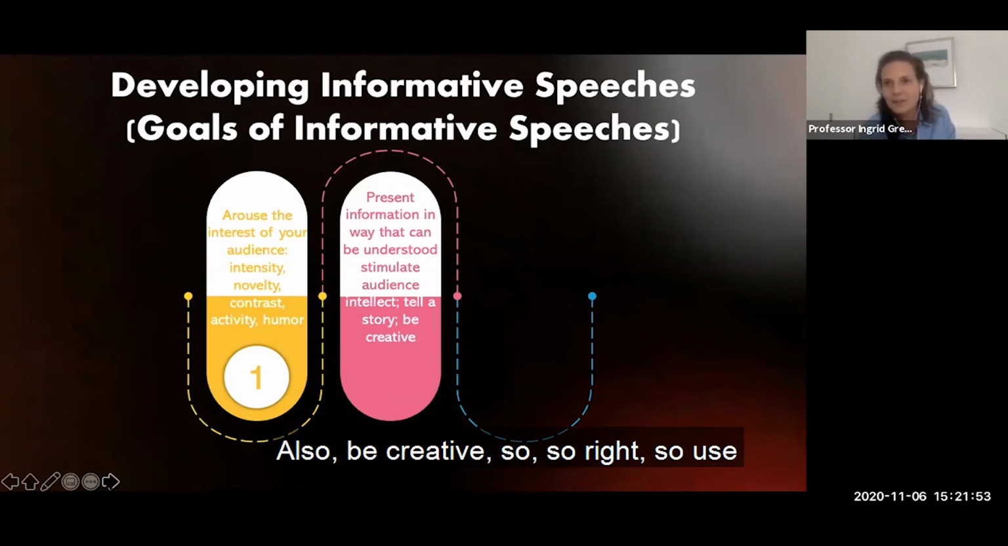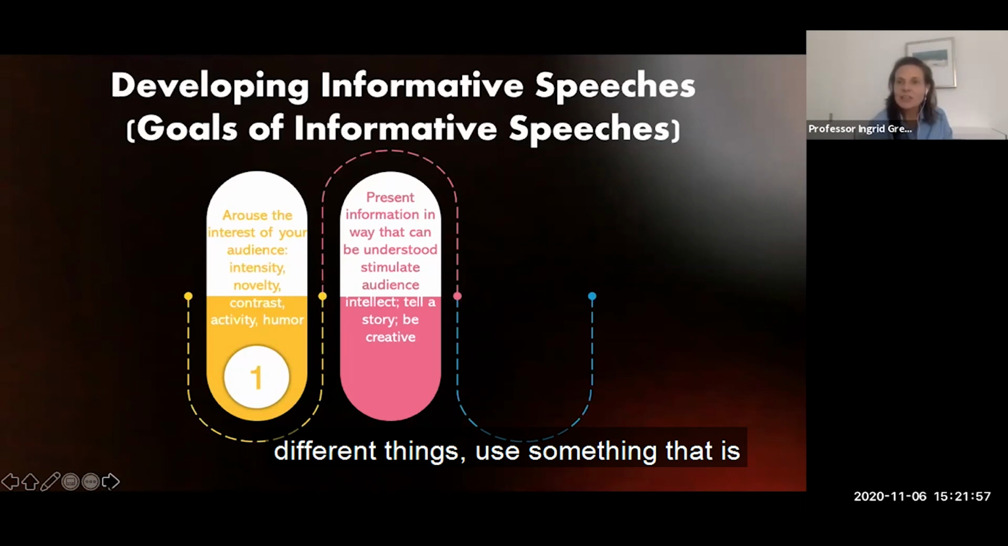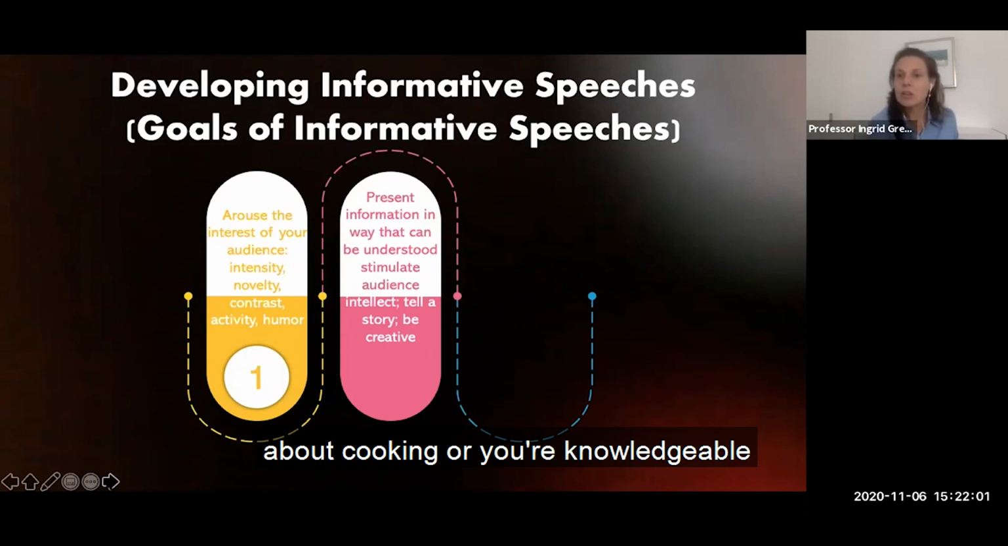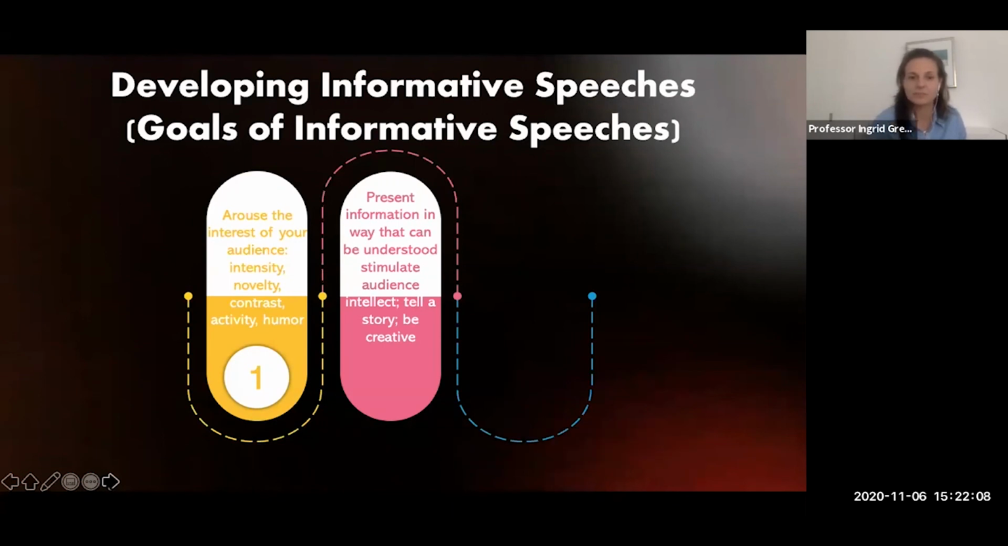Also be creative. So use a combination of all these different things. Use something that is unique to you. If you're knowledgeable potentially about cooking, or you're knowledgeable about your Hispanic culture, bring that into your informative speech.